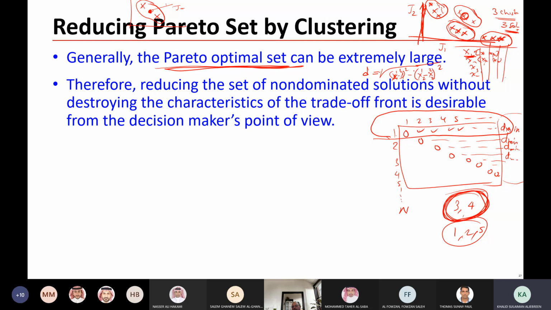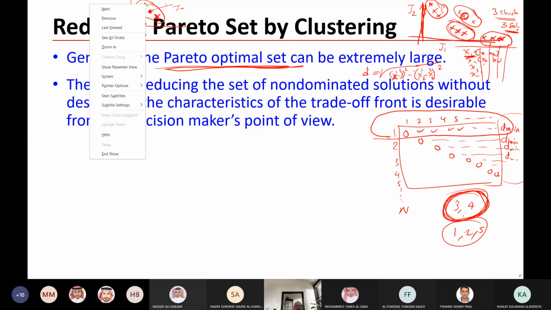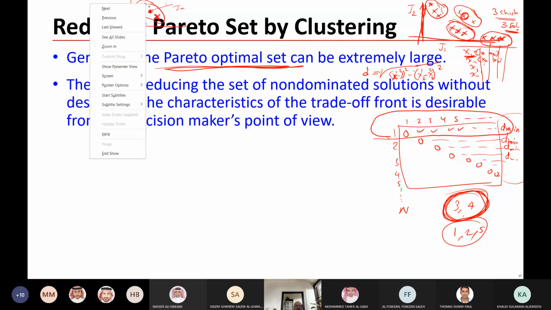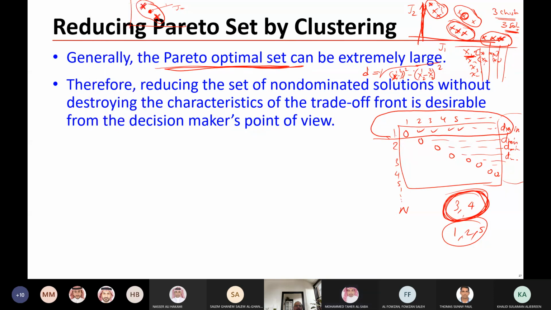Yeah, okay. All right. Now, if you have such a case, 2 solutions here, the cluster has only 2 solutions. Which solution would be taken as a representative? Anyone. Any one of them. Any one of them can be taken as a representative for that cluster. Okay? Is it clear?